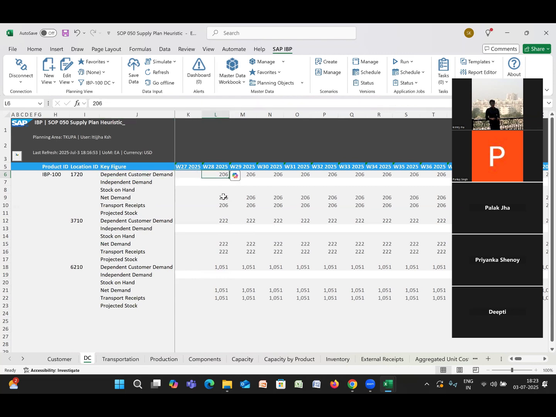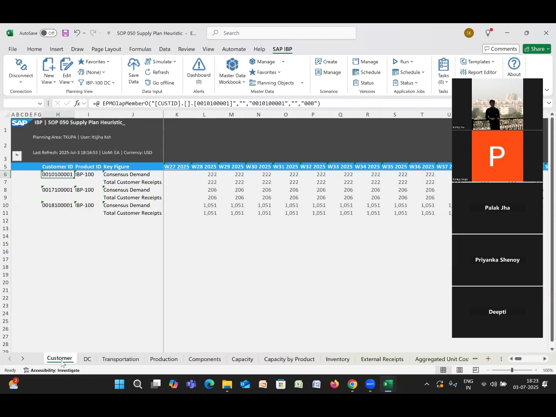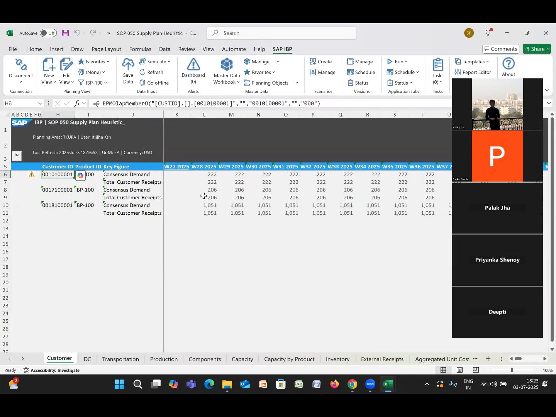resulted in this demand. So if we go back to the earlier tab, 206. So 206 is the demand that is coming from this customer, 1710. So these customers had a requirement, a demand of 206 in each week. And that's why they are getting a receipt of 206 in each week.